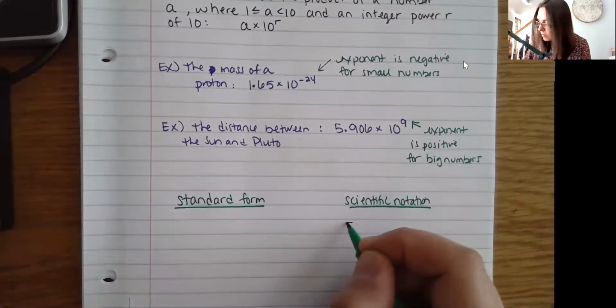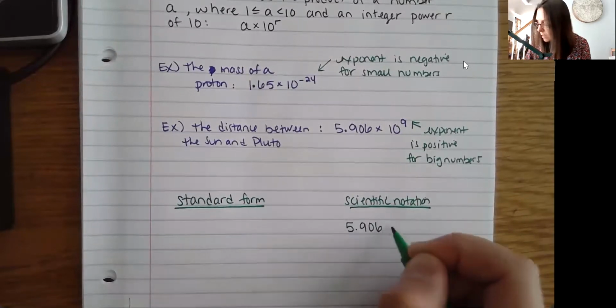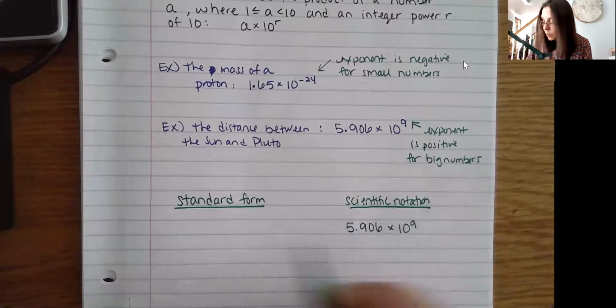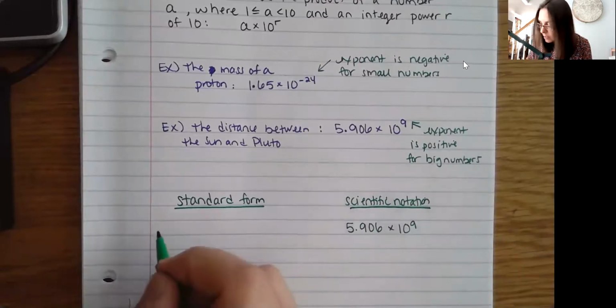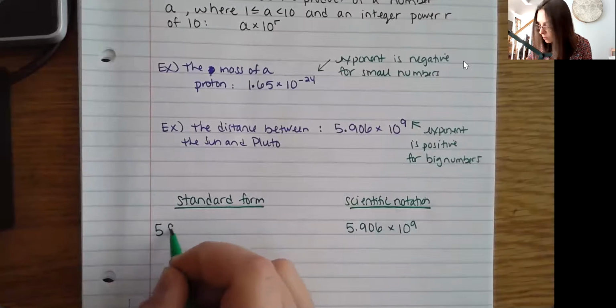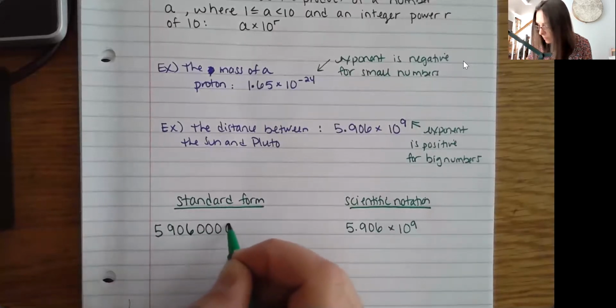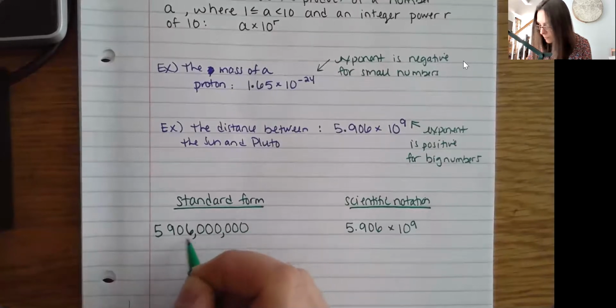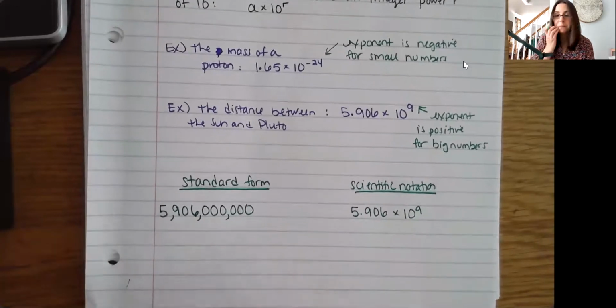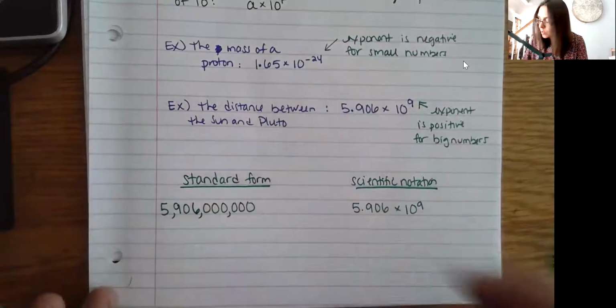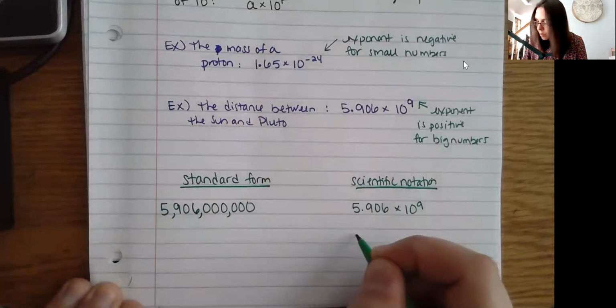But you have 5 and 906 thousandths times 10 to the 9th power. So what that looks like as a regular number is, let's see, that number right there. Okay, so you're looking at 5,906,000,000 is the actual number. Now for the other one, this is going to be a little bit harder to write. It's going to be very small.